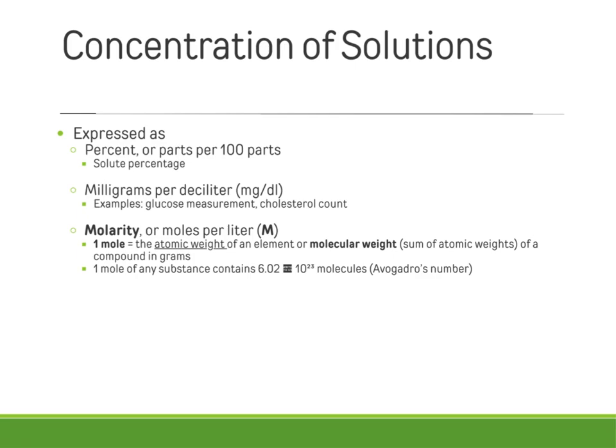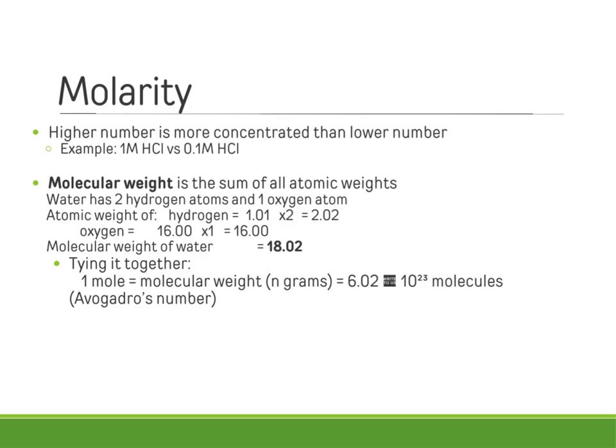1 mole of a substance is equal to its atomic weight. And if you know the atomic weight or mole of a substance, you know what weight has 6.02 times 10 to the 23rd power molecules, which is Avogadro's number. We could talk a little bit more about molarity.